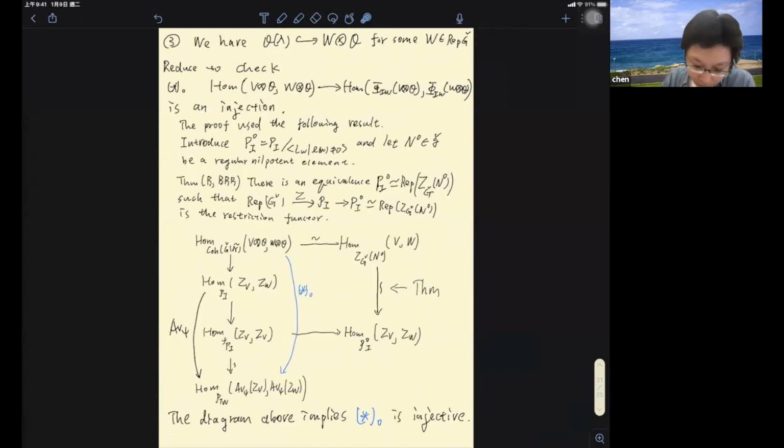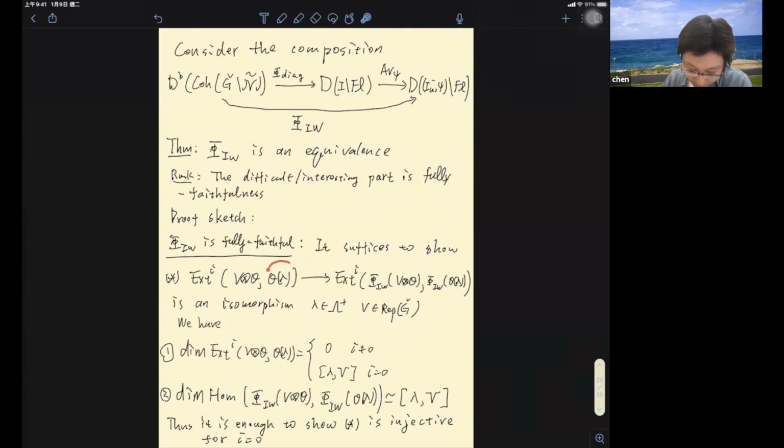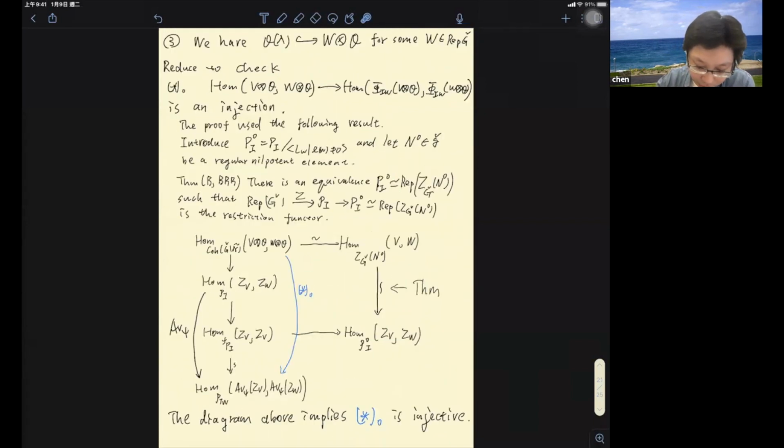Now for the reduction, since any line bundle admits an embedding into this free object for some W, representing G, using some general fact about line bundles on Springer resolutions, you can replace this line bundle here by just this free object. So therefore you reduce to checking that this map is injective. Okay, so here's some free object V.